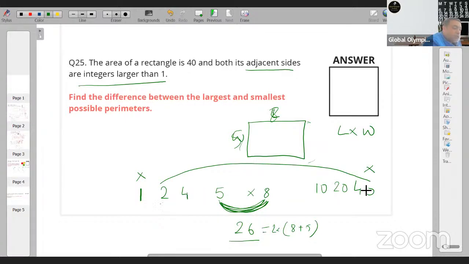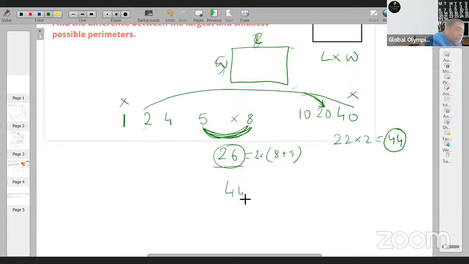Okay, so 2 plus 20, sorry, 2 plus 20, not 40. 2 plus 20 is 22. Okay, so 22 times 2 is 44. So that's your largest perimeter. And this is your smallest perimeter. So 44 minus 26, your answer is 18.